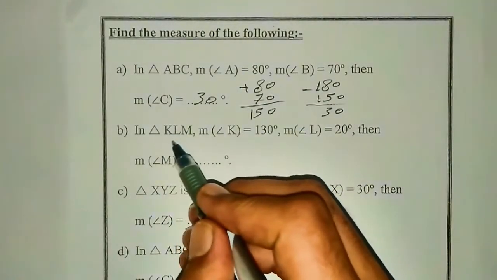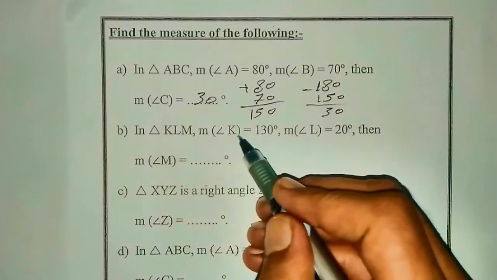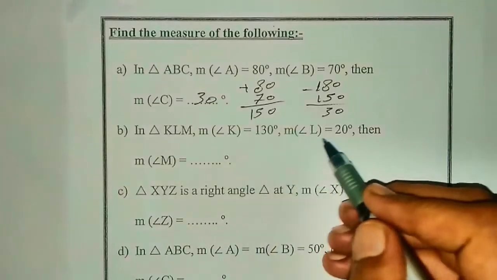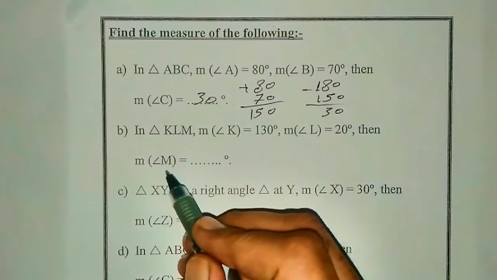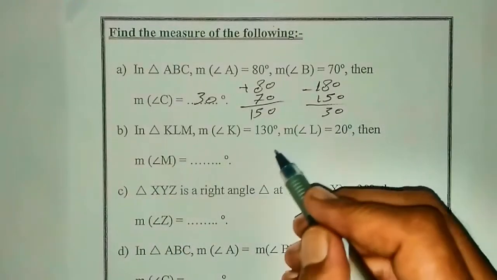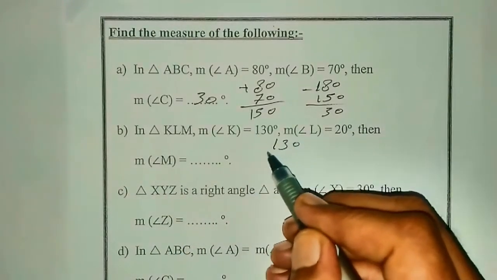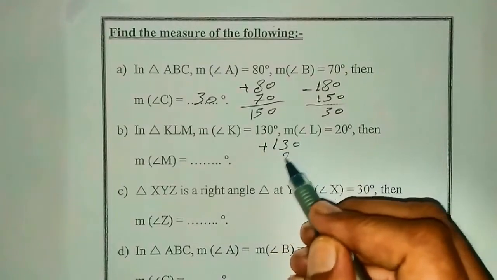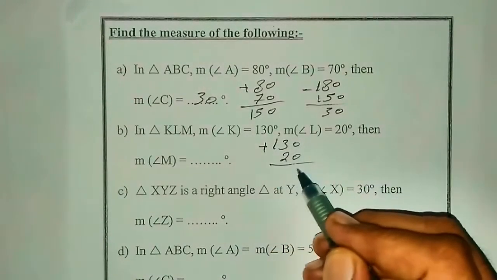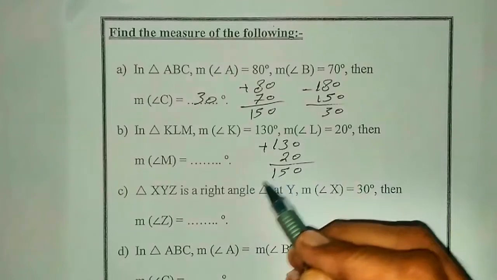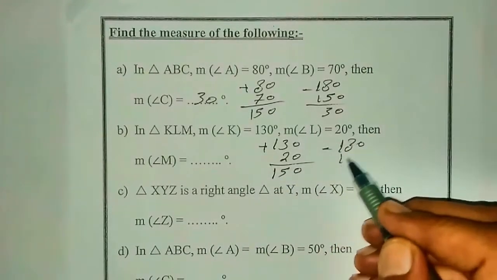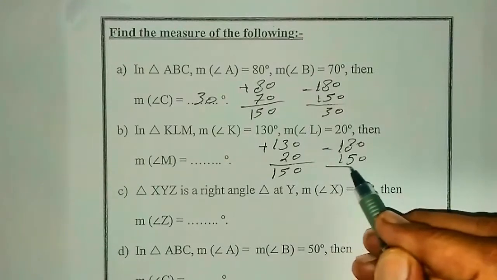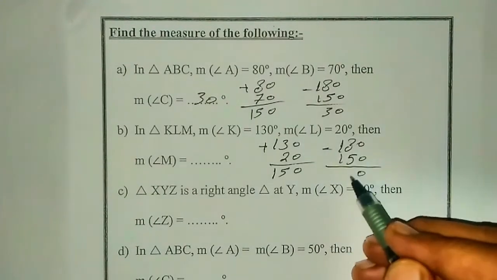In a triangle KLM, the measure of angle K equals 130, the measure of angle L equals 20, then the measure of angle M. First, add 130 plus 20 equals 150, and subtract 150 from 180 equals 30.